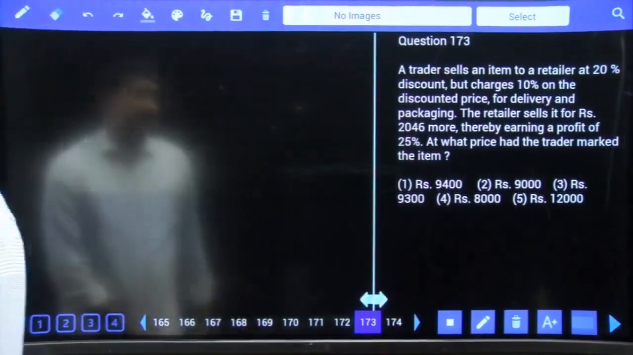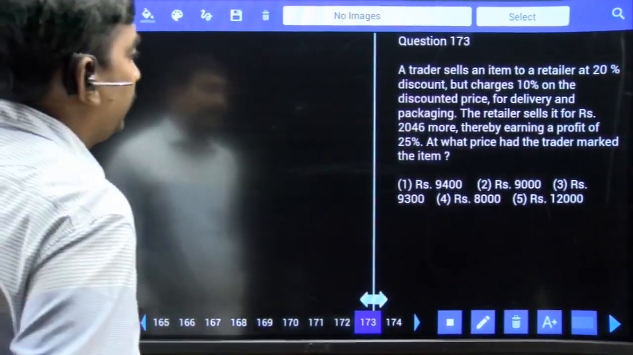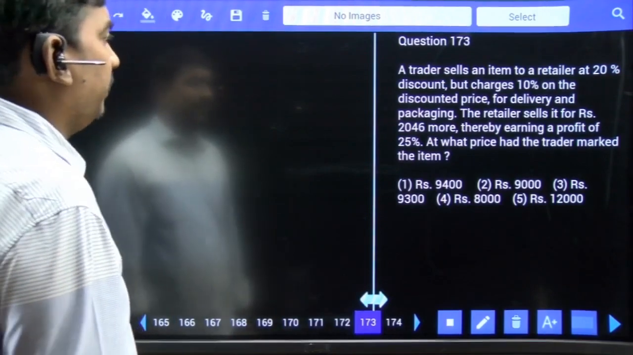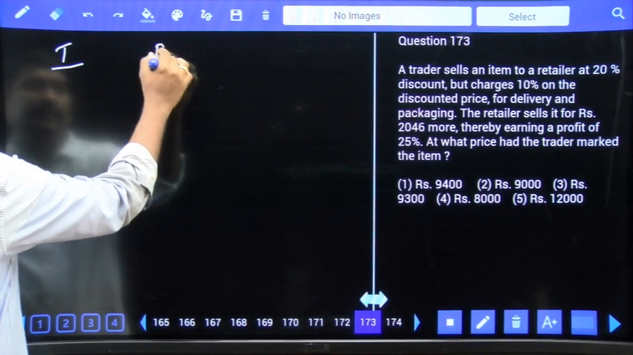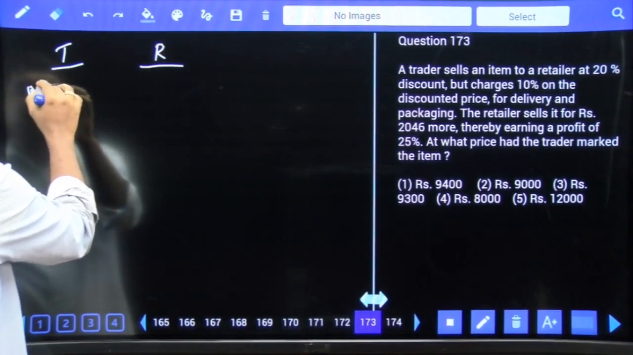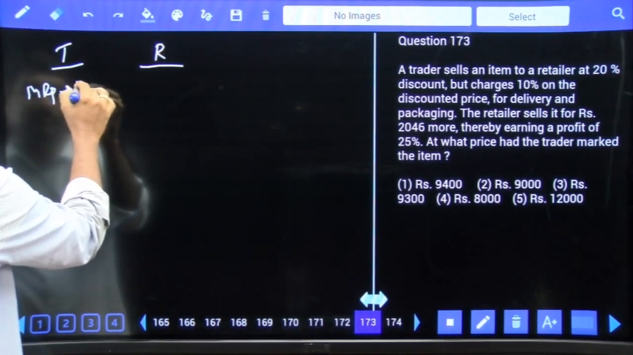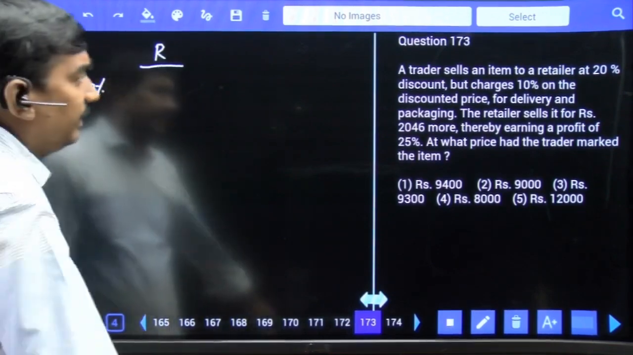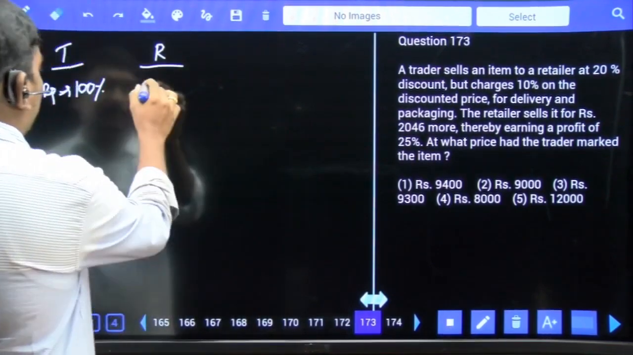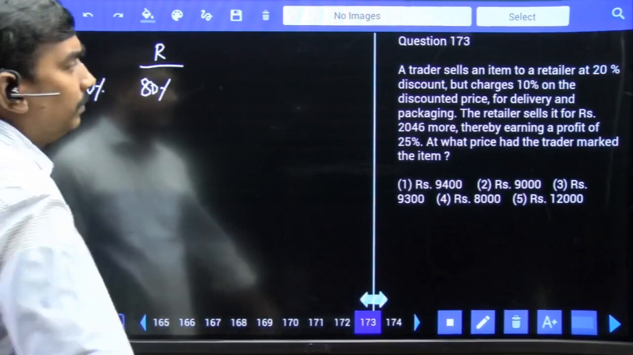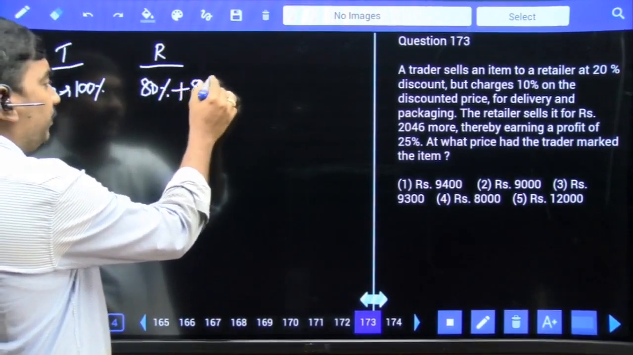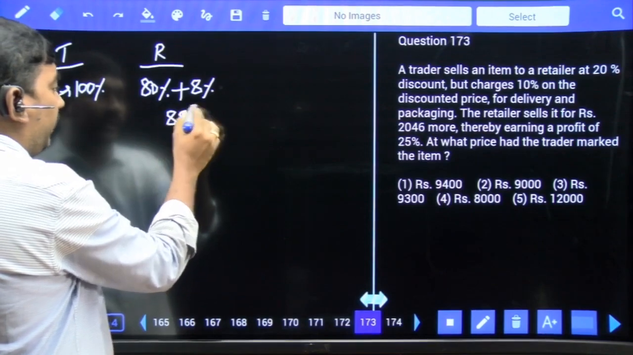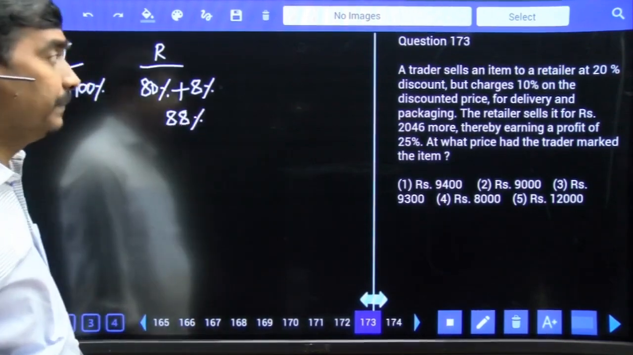A trader sells an item to a retailer at a 20% discount but charges 10% on the discounted price. Trader, retailer. Trader's MRP is 100%. He sells it to the retailer at a 20% discount, which means 80%. But he charges 10% on the discounted bill, which means 10% of 80%. Total 88% is the cost price of the retailer.